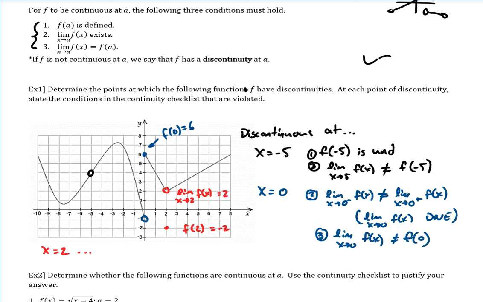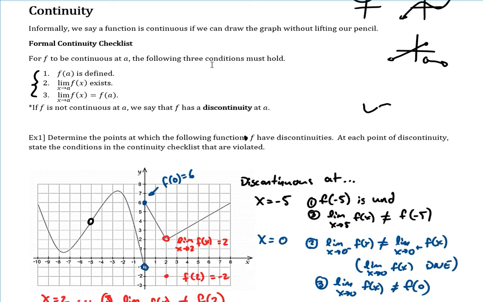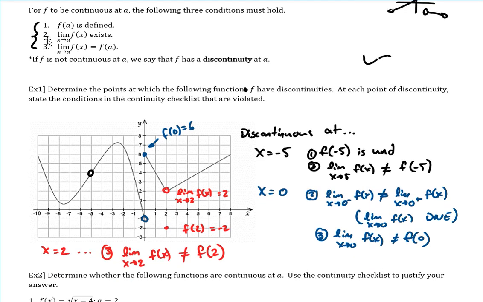So both 1 and 2 held, the conditions held in this checklist. However, these values are not the same. Negative 2 does not equal 2, so it's really just the third one only that makes it discontinuous. The limit as x goes to 2 of f of x did not equal f of 2. So those equal different numbers. Anyway, using the informal definition is always very easy to get started with these types of problems, but then afterwards we have to formally answer it using our math definition.